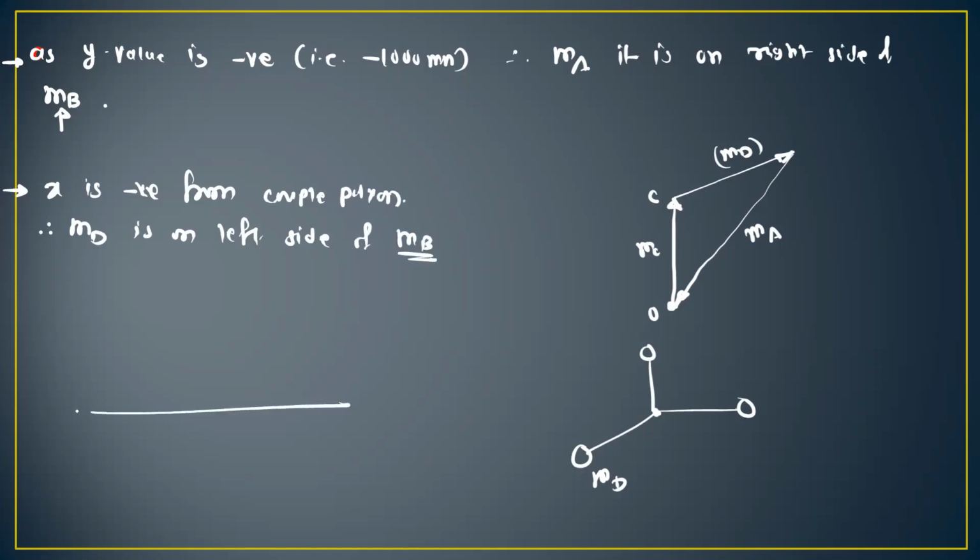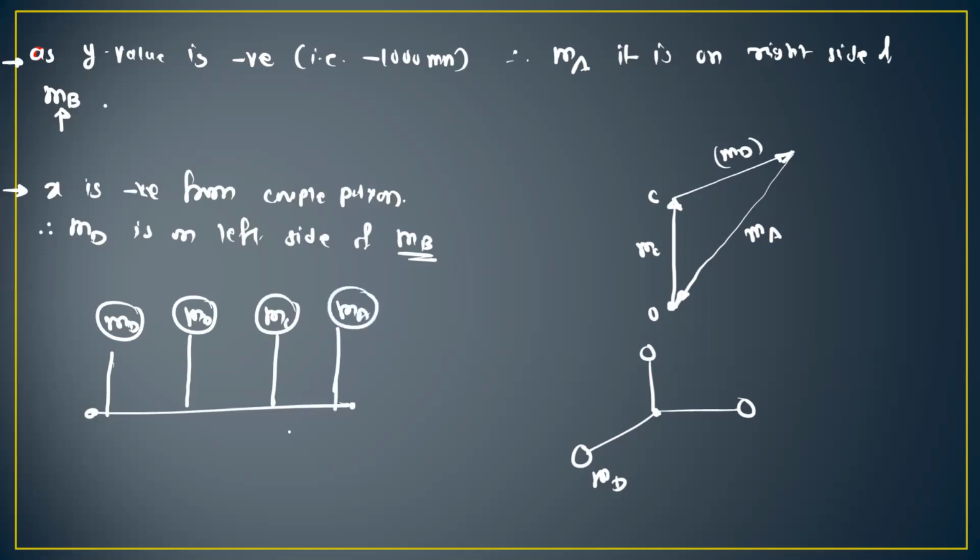So the corrected plane position diagram is, so this is mass D. This is the reference mass, that is mass B. This is mass C. And this is mass A. So mass A is at 383 millimeter. Mass D is 1000 millimeter.